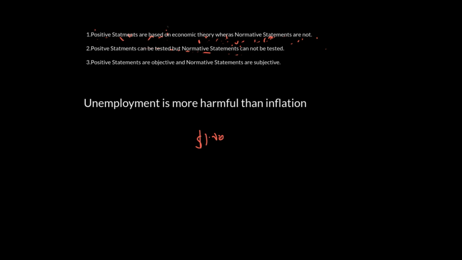And the third rule says that positive statements are objective and normative statements are subjective. So this is a subjective statement, because I may feel that unemployment is more harmful and you might disagree with me. There is a certain debate that can happen on whether it's more harmful or not, and it also depends on the economic circumstances of the economy. So this is not always true, which is why it's going to be a normative statement and not a positive one.